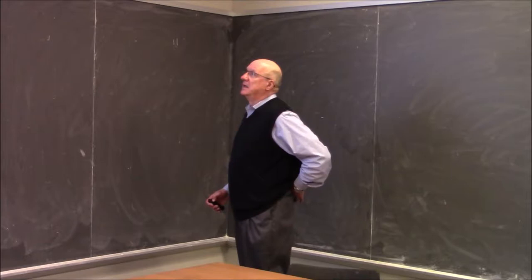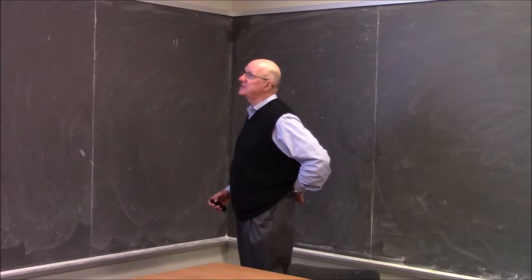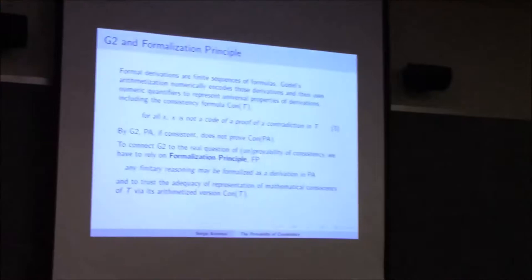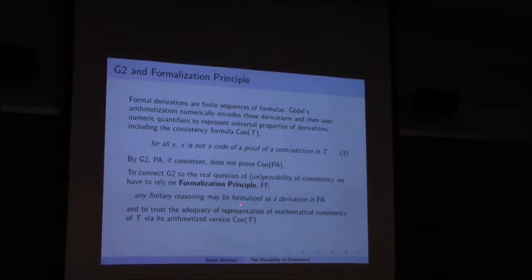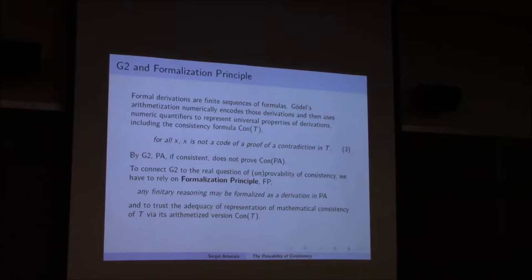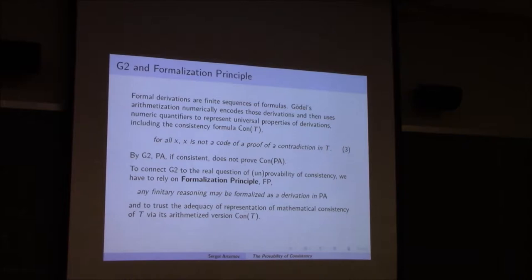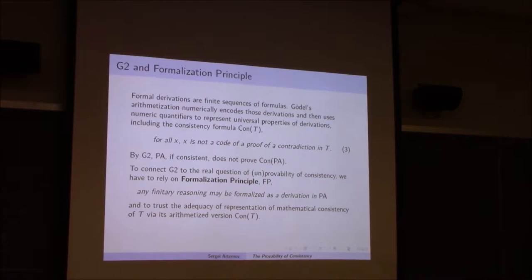To connect G2 to the real question of provability of consistency, we have to rely on what is now called the formalization principle, FP, which in loose formulation says that any finitary reasoning may be formalized as a derivation in Peano arithmetic. The principal father of this formalization principle is probably von Neumann. I'll tell you the story. In addition, we have to trust the adequacy of representing the consistency of T via this arithmetical version. But both of these assumptions will be questioned. I'll show that they are weak assumptions, not really justified.